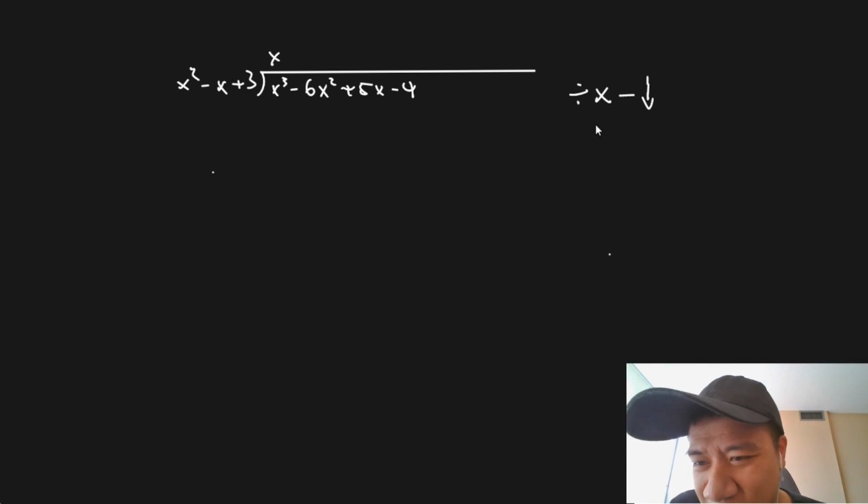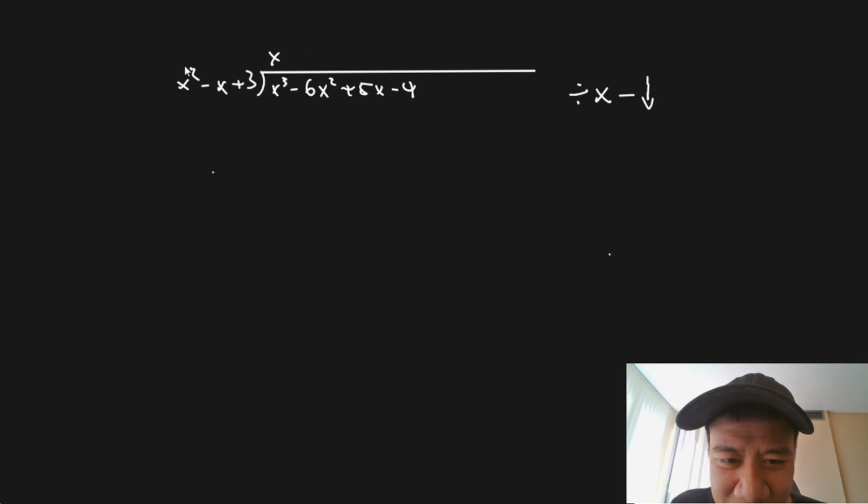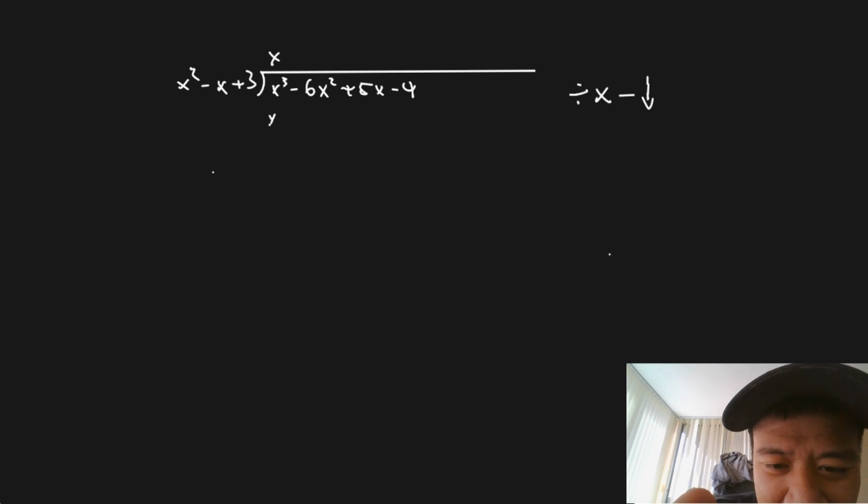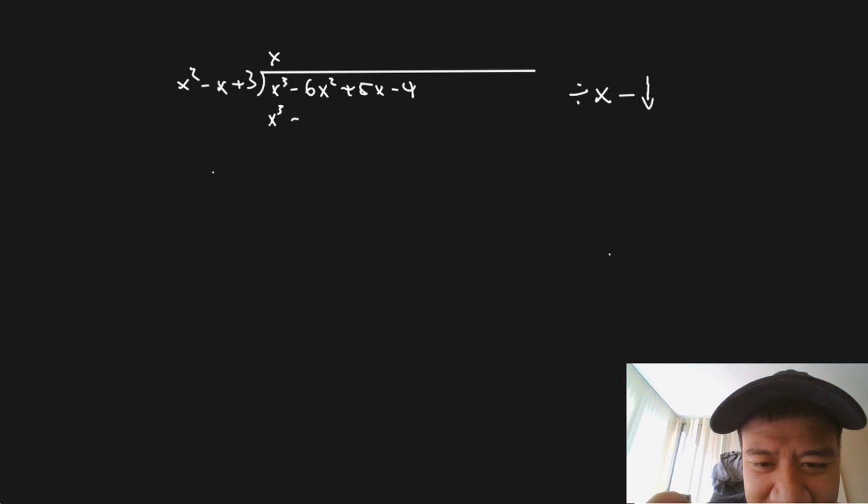Next thing is we multiply. So we take what we have here, our x, and we multiply it with the entire divisor. Just multiply the whole thing, just like before. So x cubed, x times negative x is negative x squared, and x times 3 is 3x.